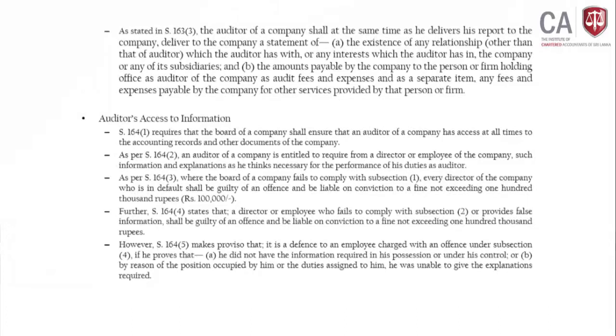So under this, section 164(1) requires that the board of a company shall ensure that an auditor of a company has access at all times to the accounting records and other documents of the company that are necessary for the auditor to effect his audit process and finally produce a good audited report.